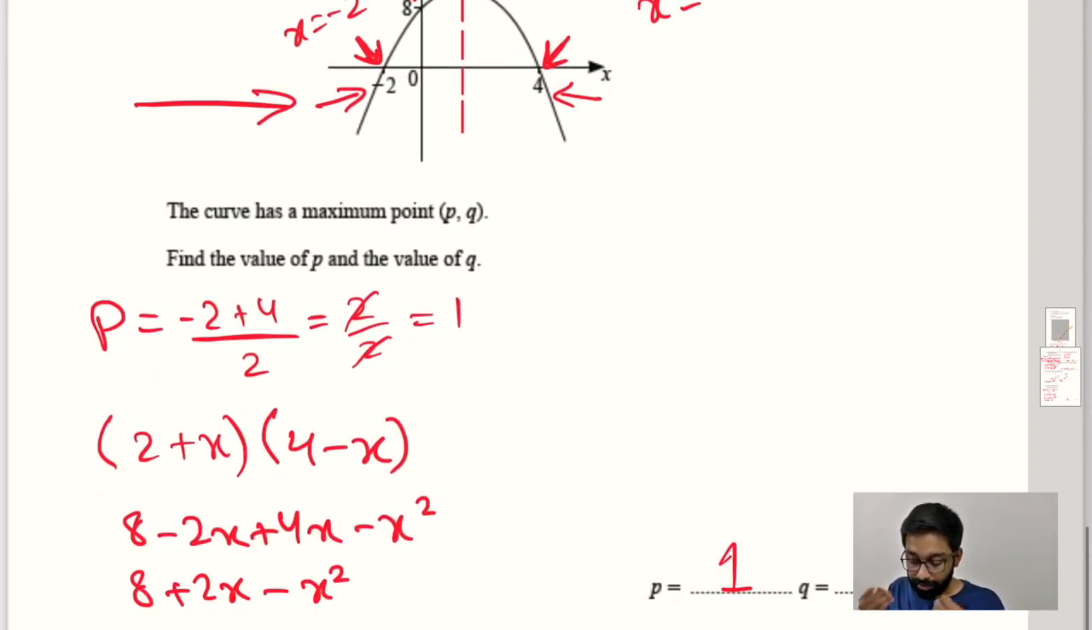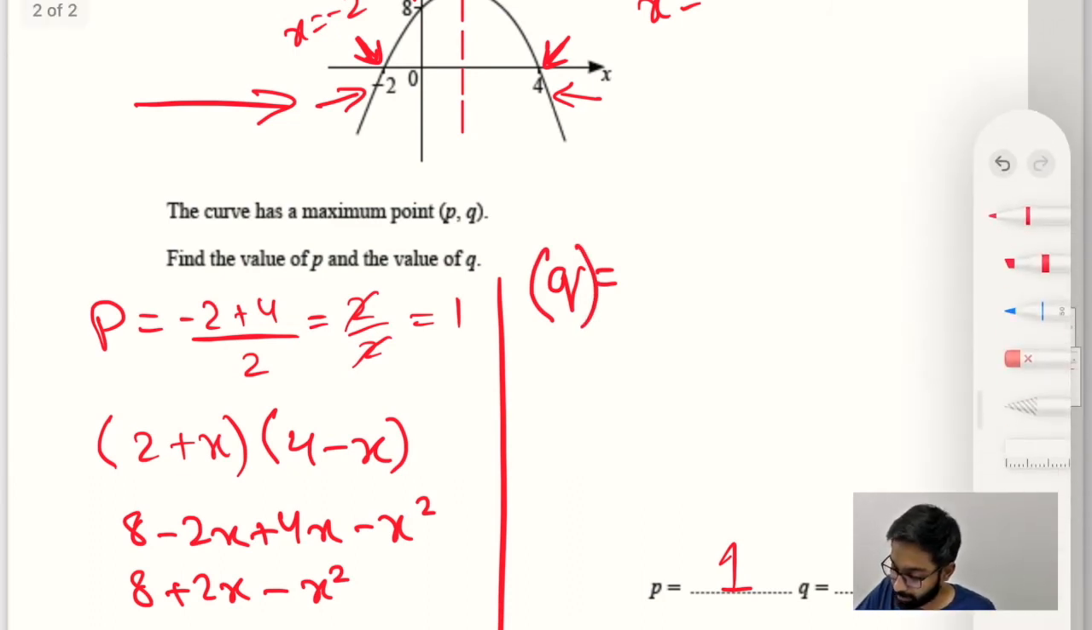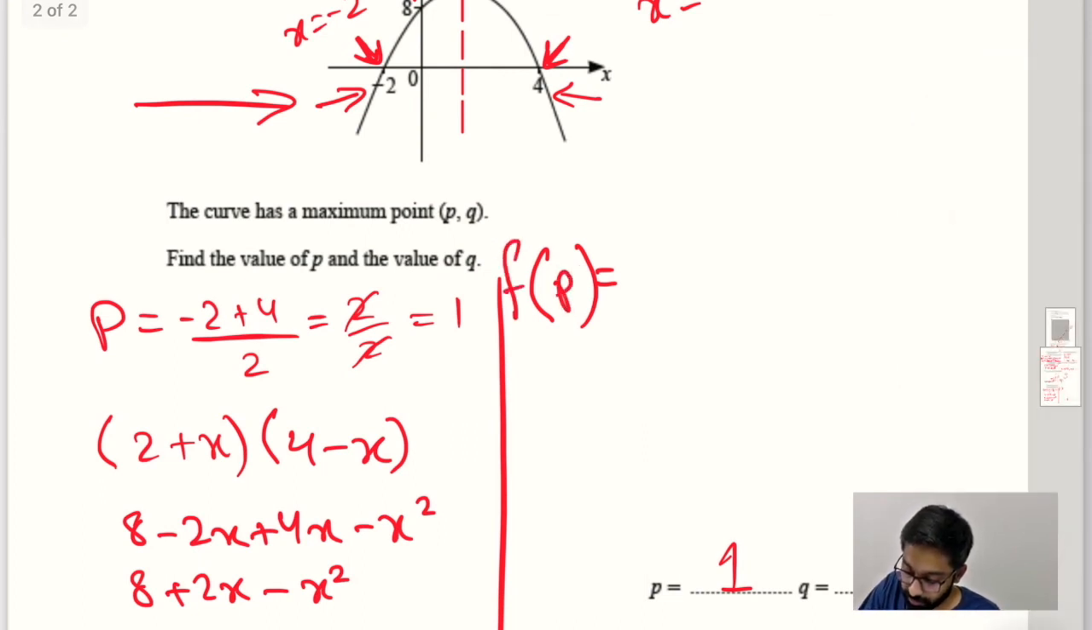Now, since we already have the value of P, we plug it in to find the value of Q. Q in this case is supposed to be the value of y. So the function of P, one second, function of P is this equation, 8 plus 2p, instead of x I can write p over here, because I'm trying to substitute the value of x with the value of p, because they both are the same in this graph. So 8 plus 2p minus p squared.